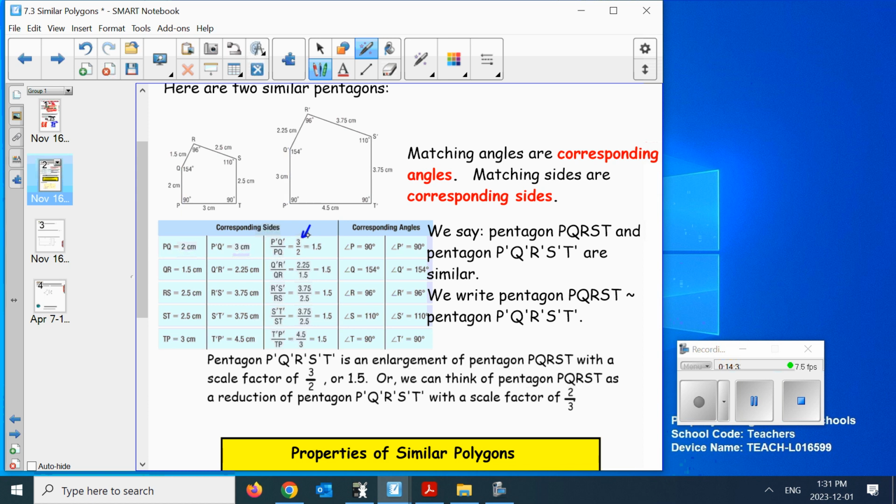Angle P, okay. And you can do that all throughout with all these other shapes. QR, 1.5 centimeters, 2.25 centimeters, and so on. They're always 1.5 times bigger on the other shape every time. Then you know, if one of those sides came out to a different ratio, then this would not be congruent. Okay? Corresponding angles are always the same.